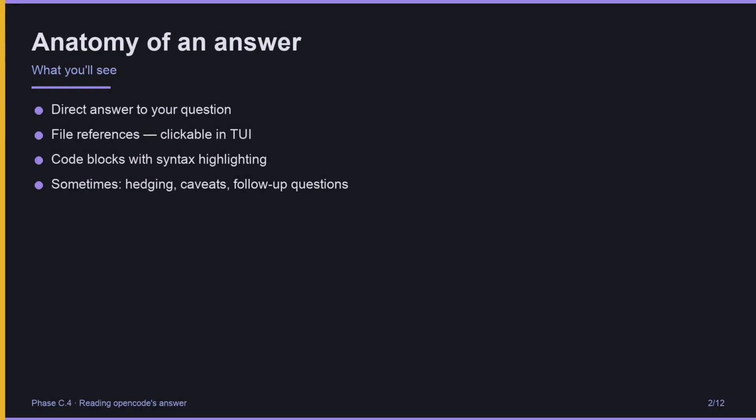Anatomy of an answer. A direct answer to your question, usually at the top. File references throughout; these are clickable in the TUI, taking you to the file. Code blocks with syntax highlighting when relevant. And sometimes hedging: I think, probably, as far as I can tell, plus caveats and follow-up questions.